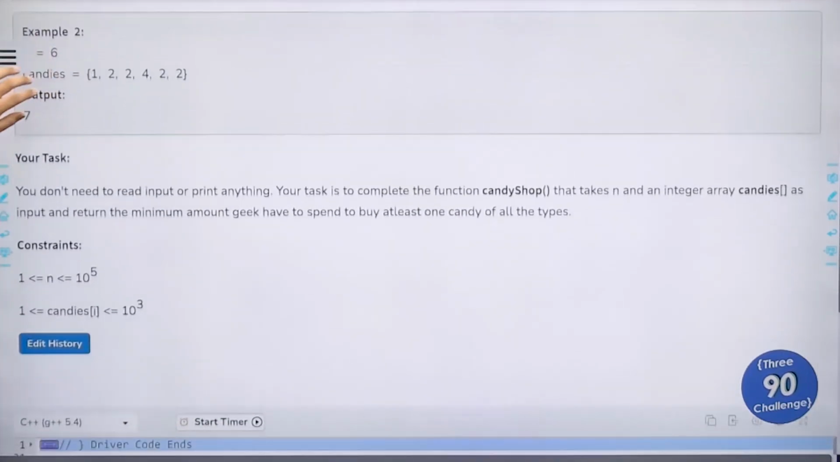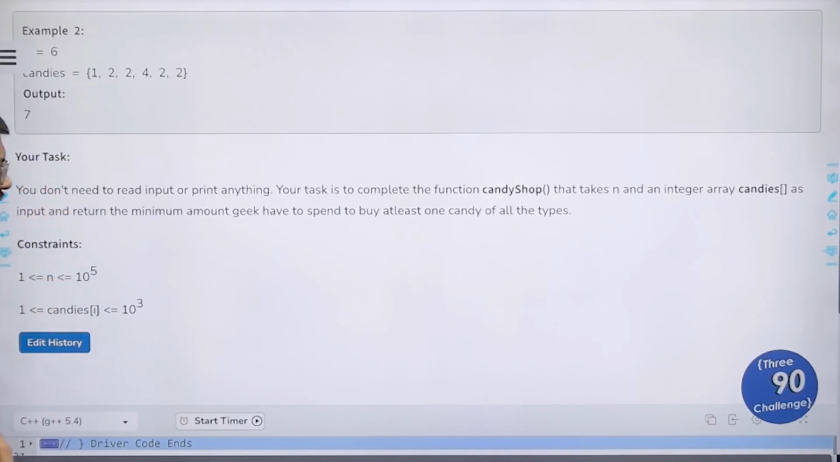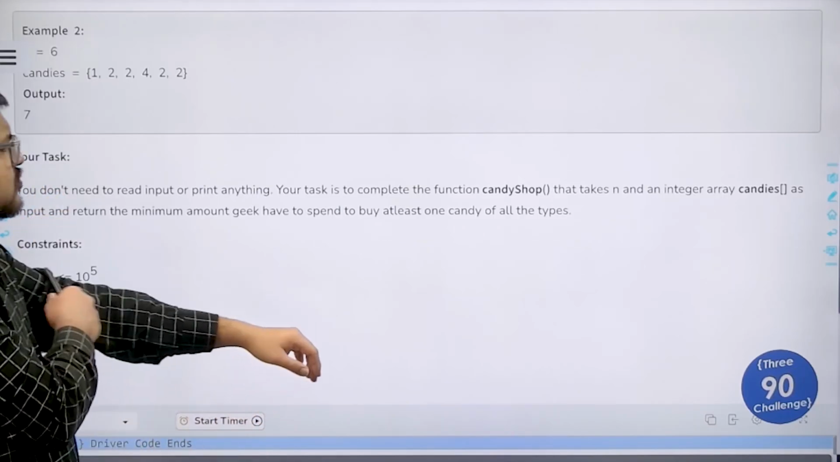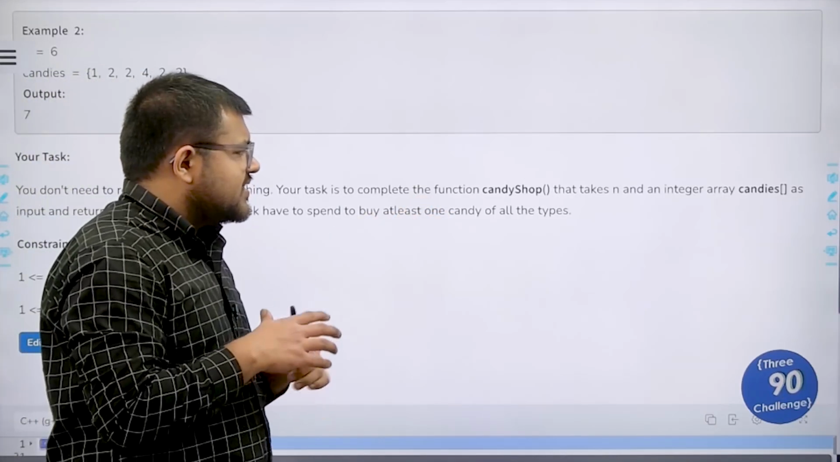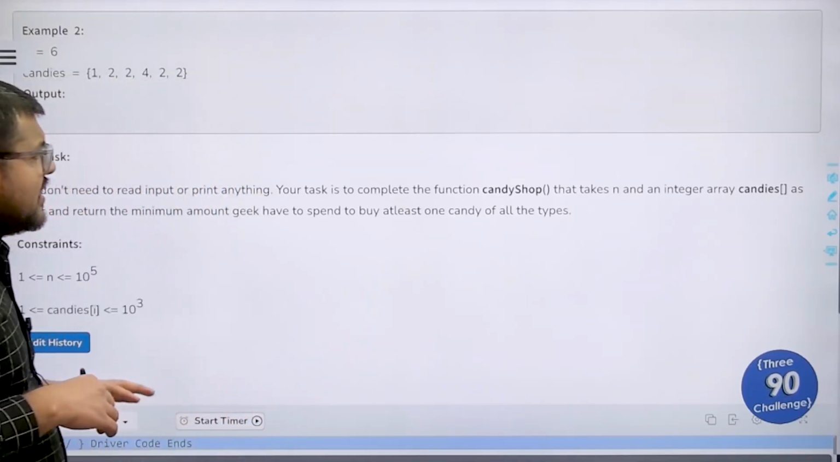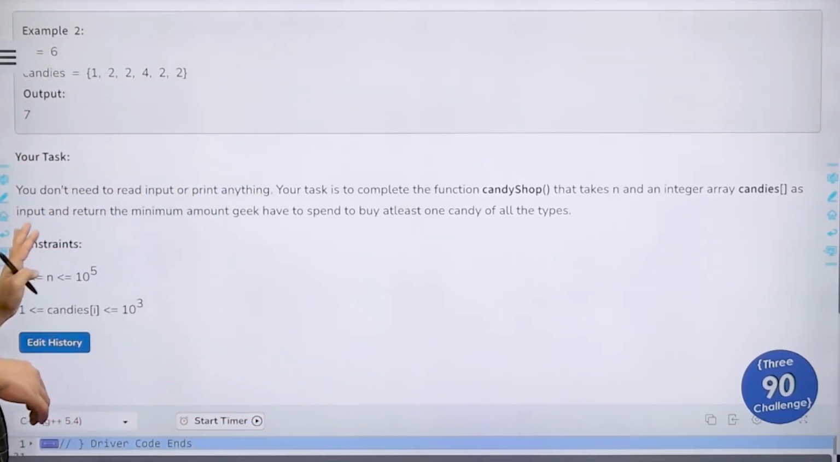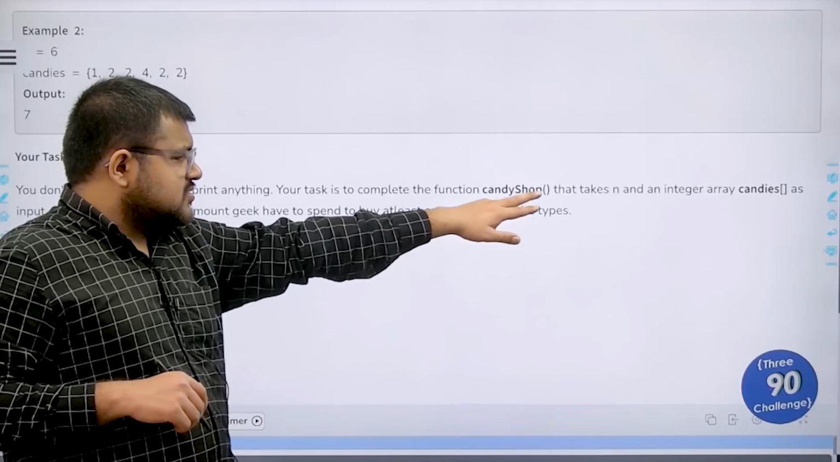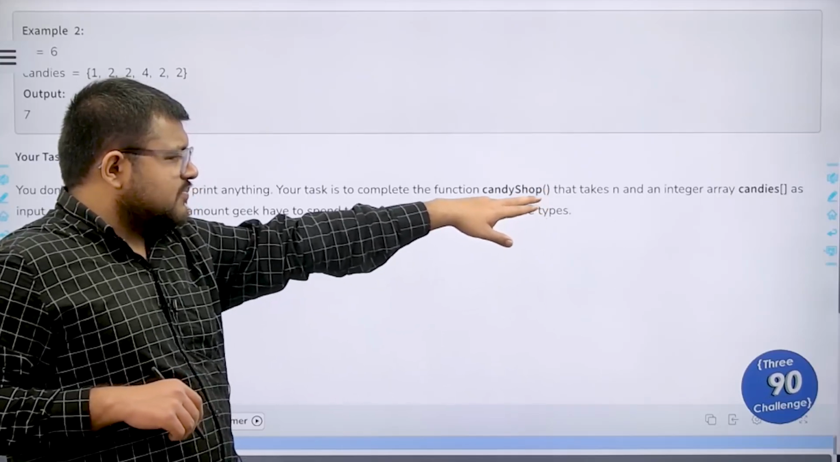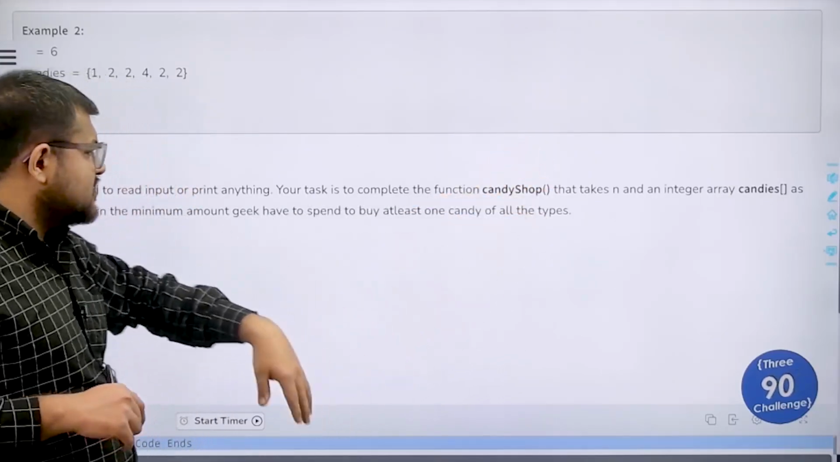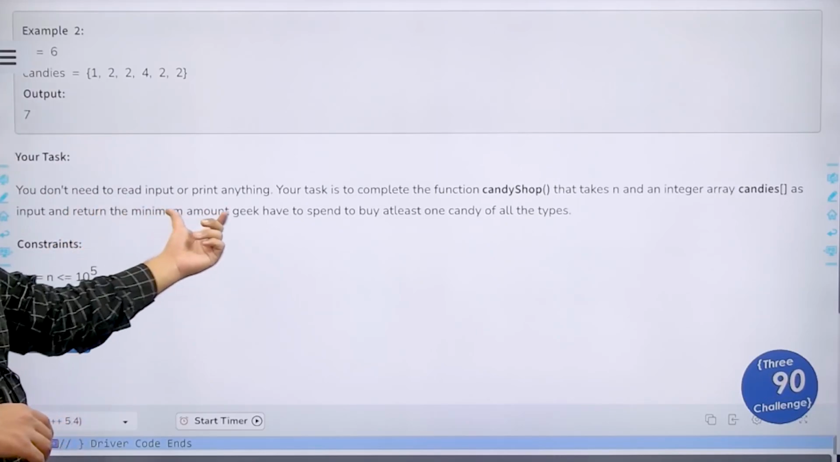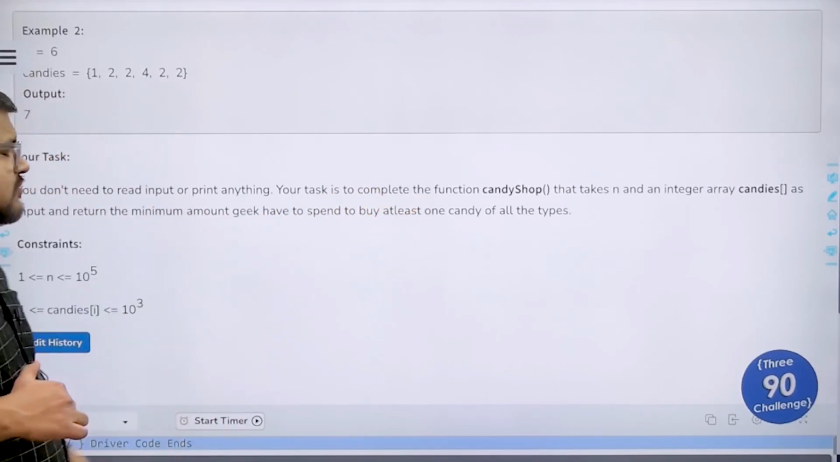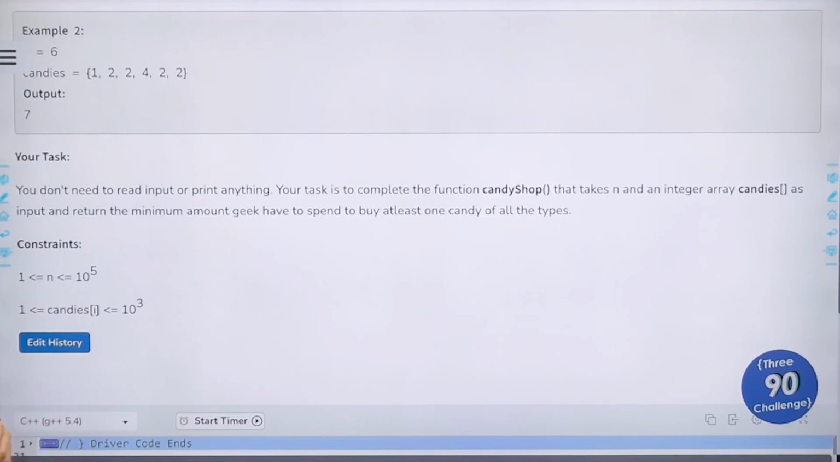Similarly, you can have a look at this example. You don't need to read input or print anything. Your task is to complete the function candyShop that takes n and an integer array candies as input and returns the minimum amount Geek has to spend to buy at least one candy of all types. So we need to complete this function where we will be given n, that is the number of candies, and the candies array which will represent the price, and we will have to return the minimum amount to try at least one candy of all types, and the constraints are given here.